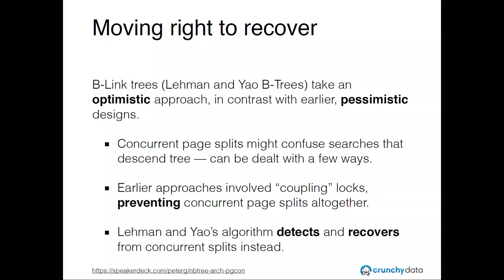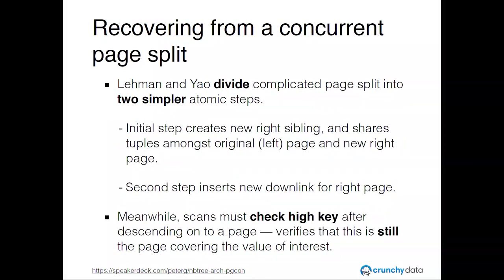We're accepting the possibility of the race condition and detecting and recovering from it, rather than proactively preventing it from happening, as was the case with earlier designs, pessimistic designs, essentially. So this is more optimistic. So checking the high key, it's a way of basically confirming what we saw in the first phase of the descent.